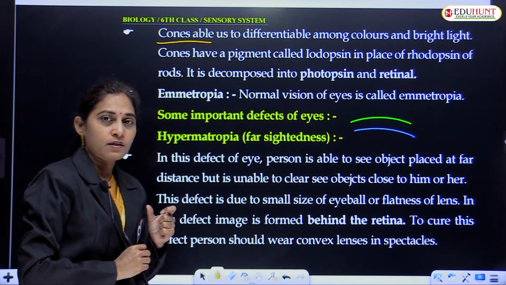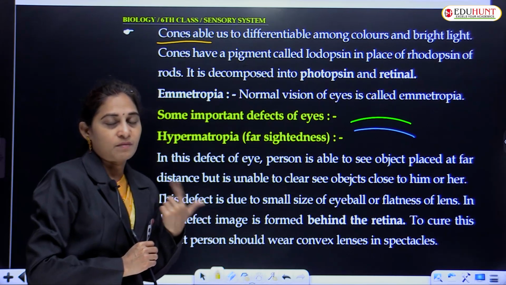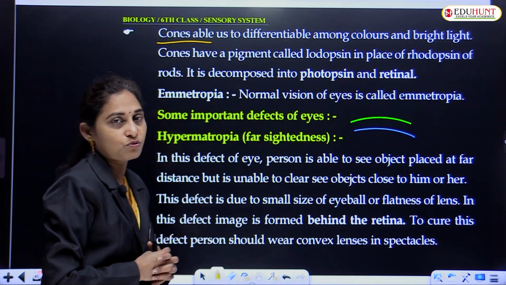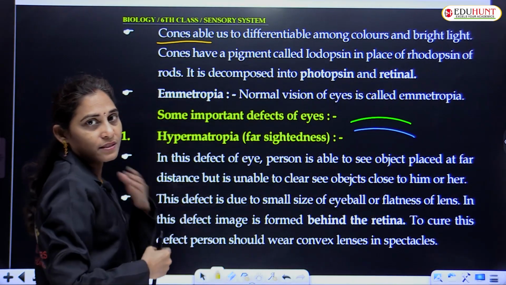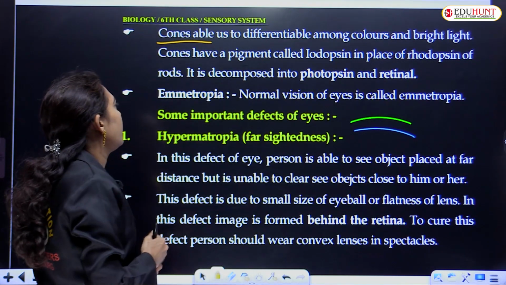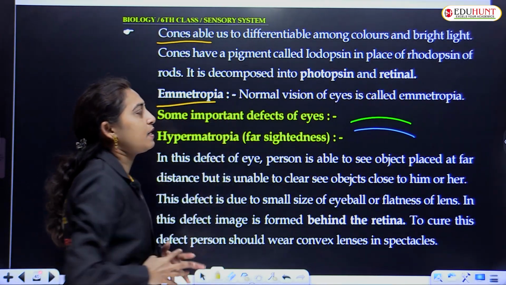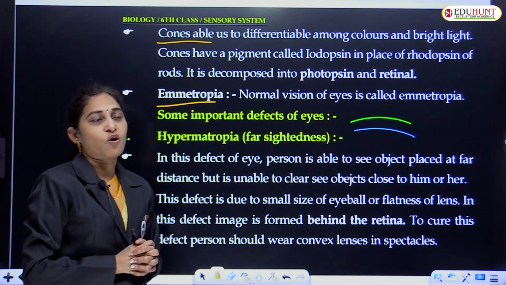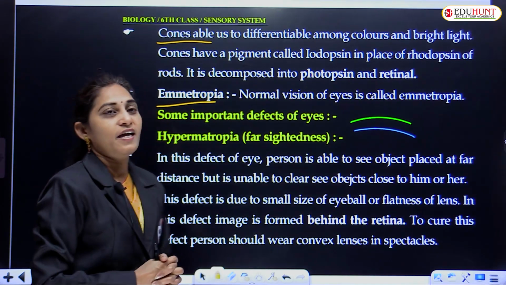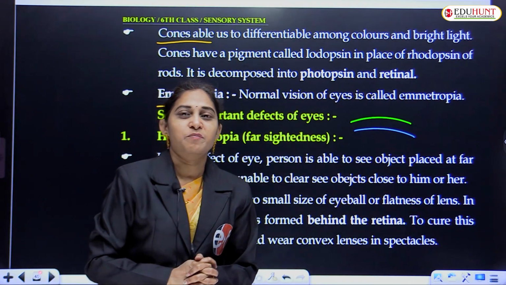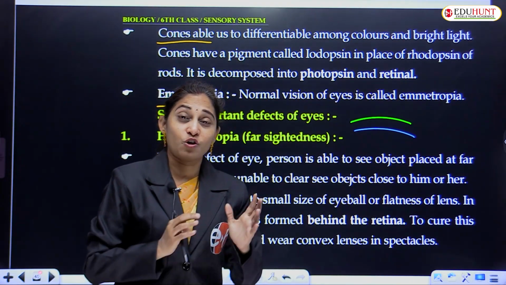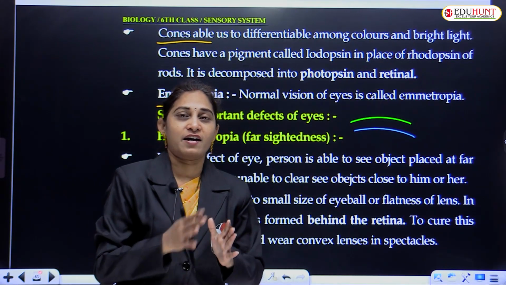Dark లో rhodopsin synthesize అవుతుంది, bright light లో rhodopsin breakdown అవుతుంది. It is reverse happens in cones. What is the normal vision of eyes called? It is called emmetropia. Emmetropia is nothing but normal vision of eyes.